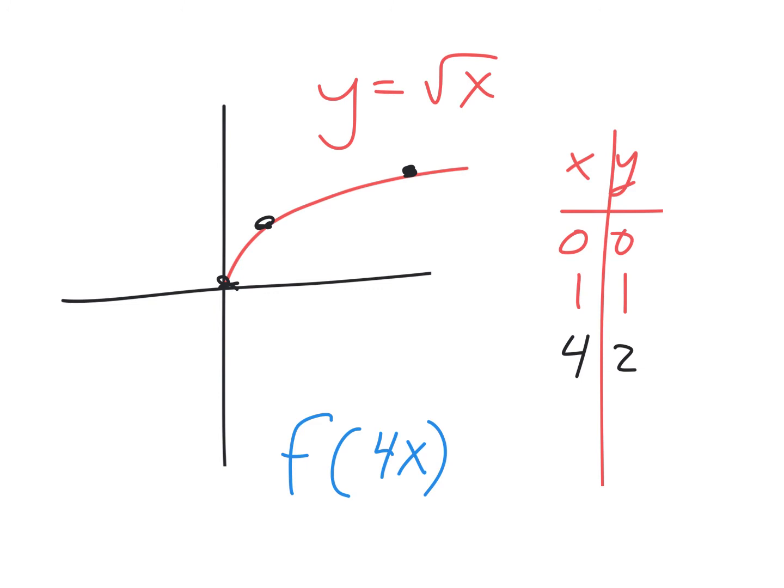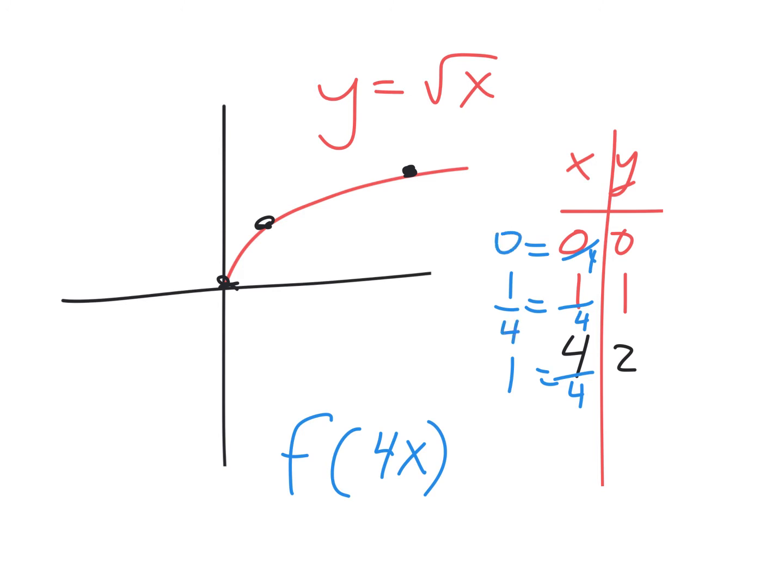So I'm going to divide this by 4. 0 divided by 4. 1 divided by 4. And 4 divided by 4. 4 divided by 4 is the easiest one. It's 1. 1 divided by 4 is, well, it's 1/4. And 0 divided by 4 freaks people out. But what is 0 divided by 4? 0. It's just 0.